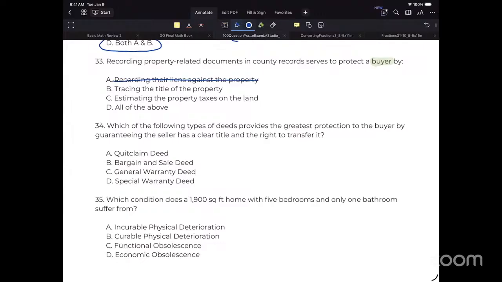B, tracing the title to the property. I don't love that word tracing, but it's not bad. If they were saying following the title, like if you're trying to create a chain of title, the documents have to be recorded. So that's not wrong. Not my favorite answer, but it's not wrong. C says estimating the property taxes on the land. Well, that is the job of the tax assessor, which means D can't be right, which means yes, B is our answer.